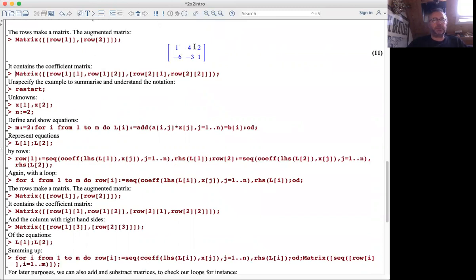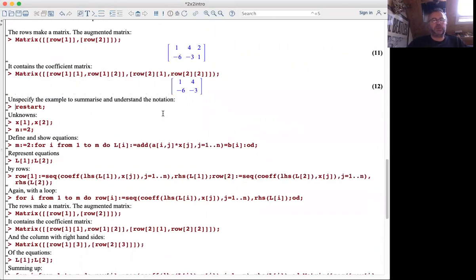It contains this augmented matrix. It's called augmented because it contains this matrix with this third column augmented to it, if you like. Okay? So this was discussing the example and a partial solution method to the example.